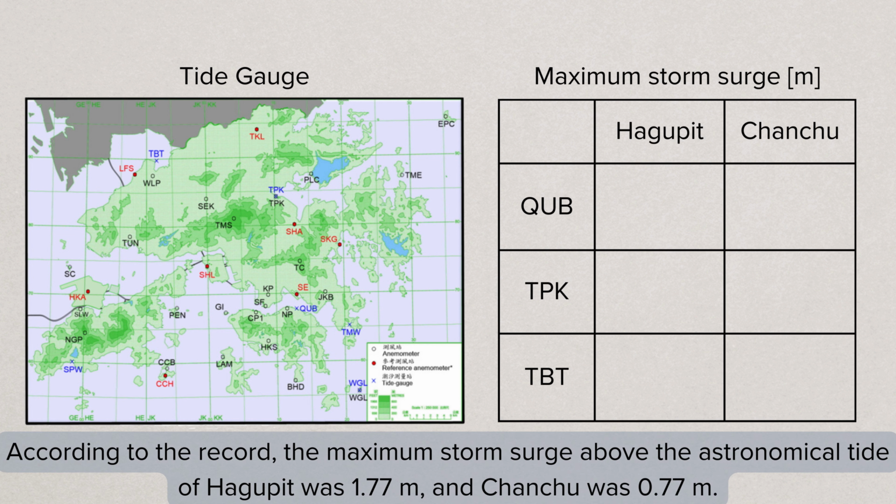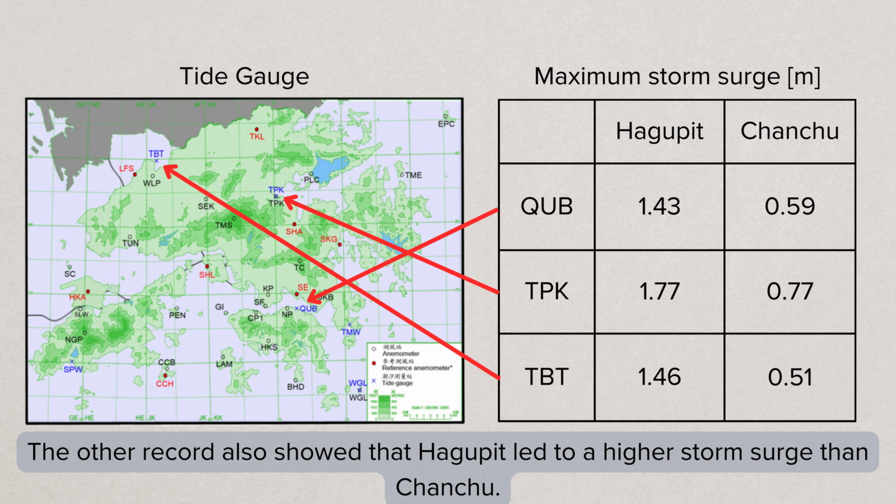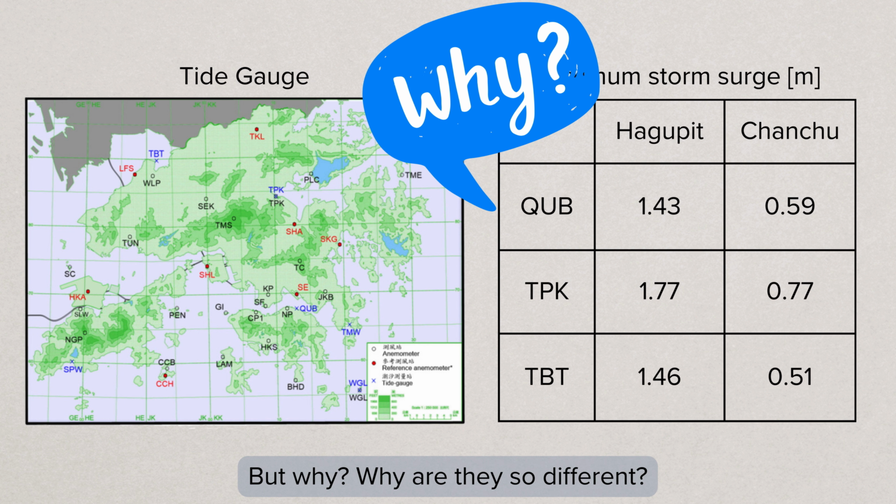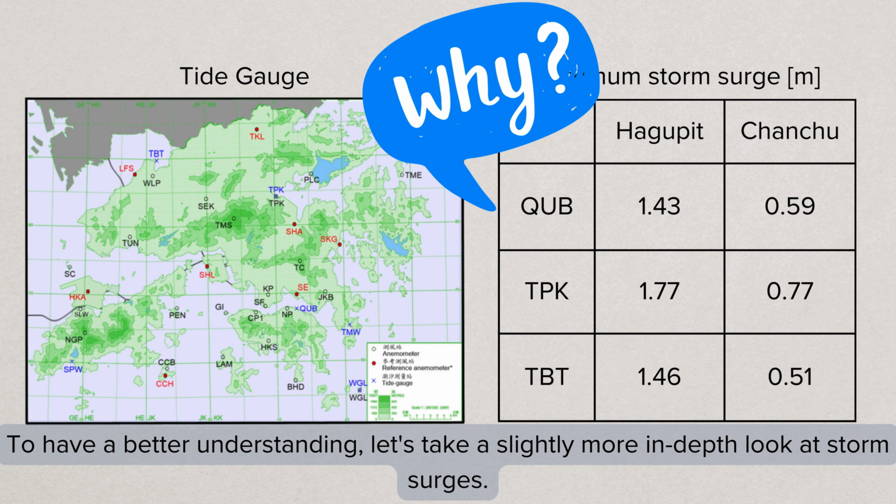According to the record, the maximum storm surge above the astronomical tide for Hagupit was 1.77 meters, and Zhengzhu was 0.77 meters. The other record also showed that Hagupit led to a higher storm surge than Zhengzhu. But why? Why are they so different? To have a better understanding, let's take a slightly more in-depth look at storm surge.